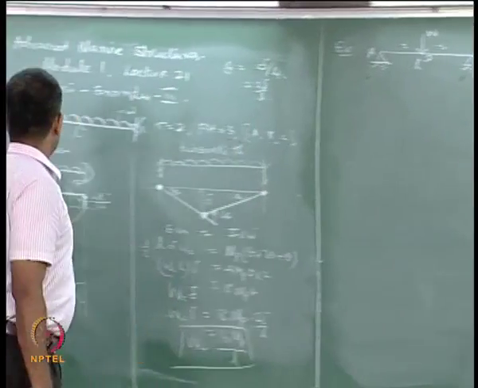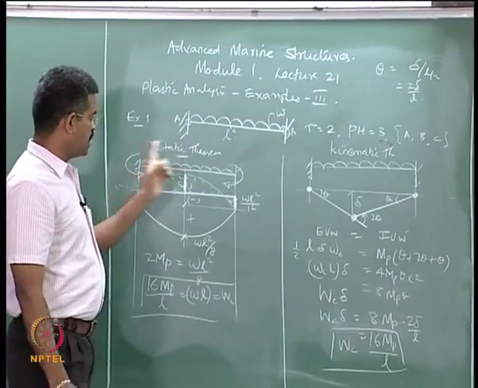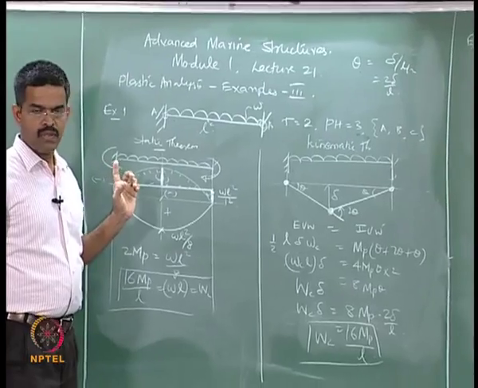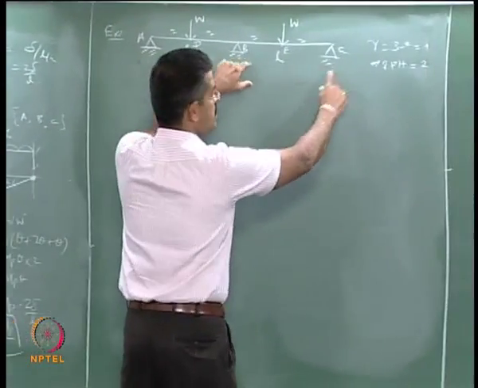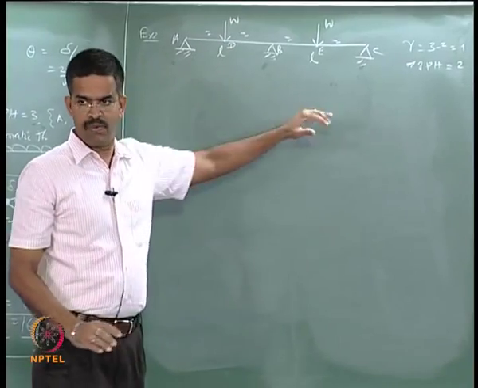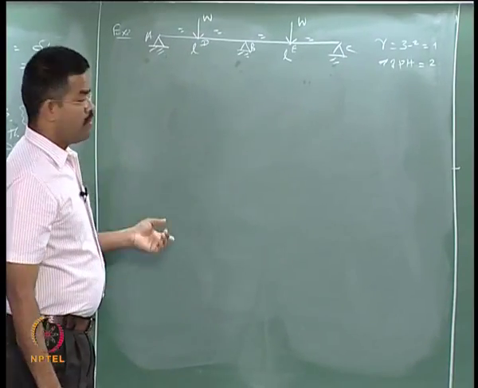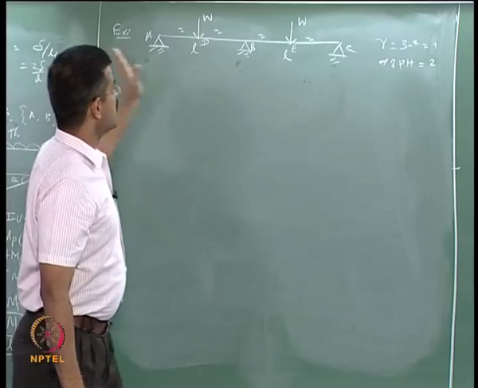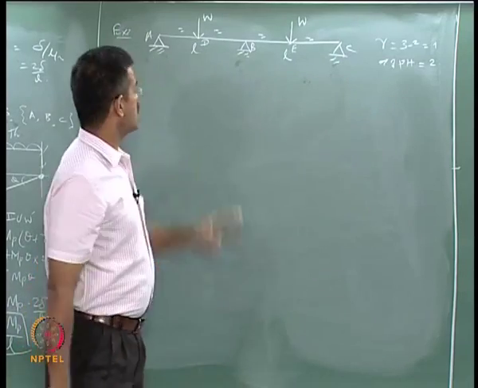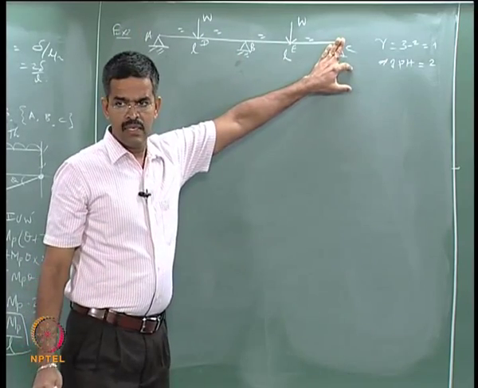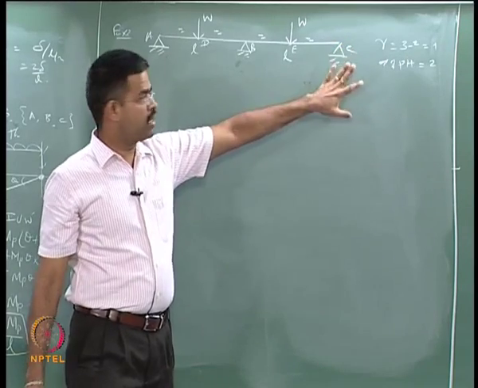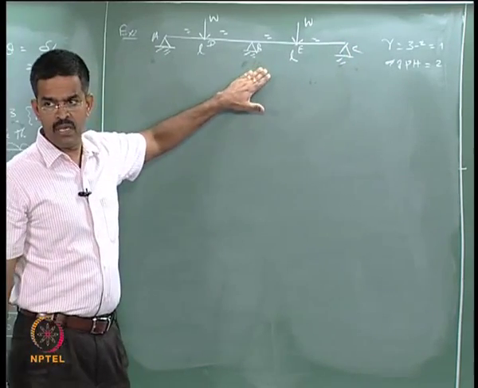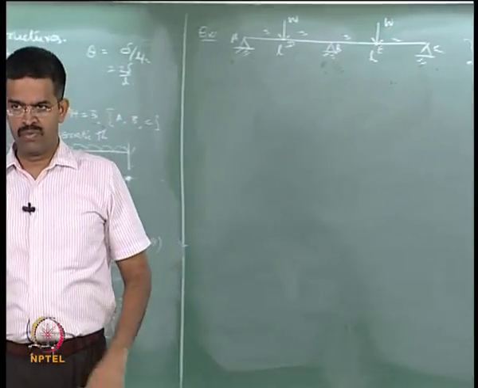To solve this problem by static theorem, I must first know the bending moment distribution. The bending moment distribution for the span AB and span BC is very simple, it is WL by 4, simply we can draw. But to draw for this entire span ABC, what are the moments at A and C being simply supported? They are 0, there are no moments, but there will be a moment at B here. I want to find this moment now.